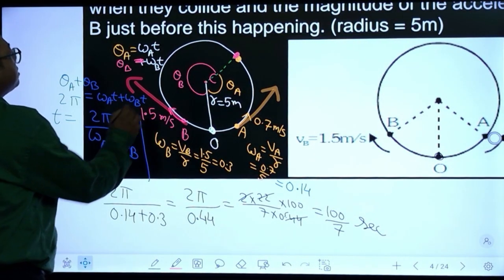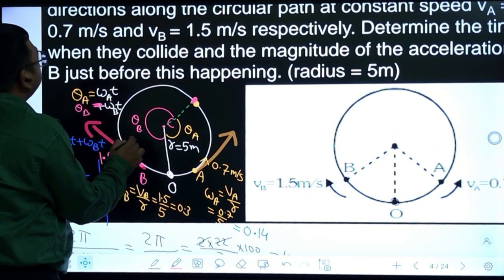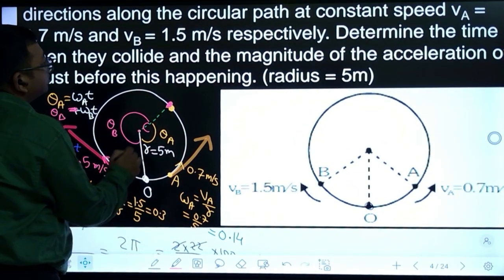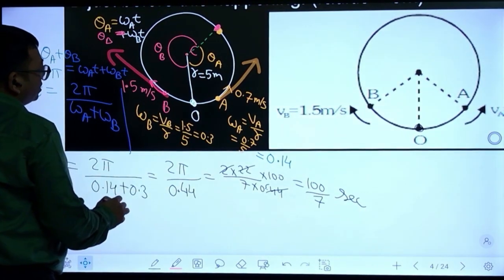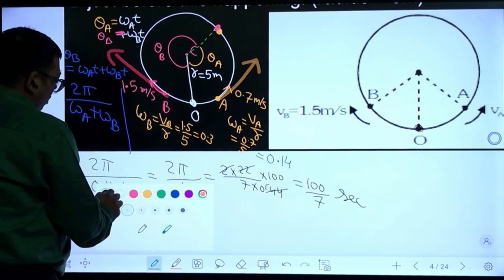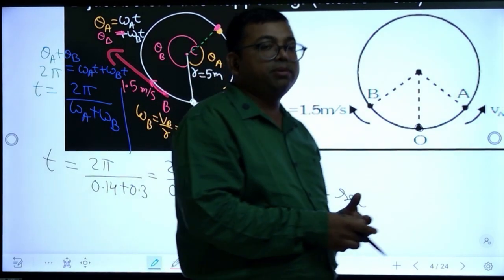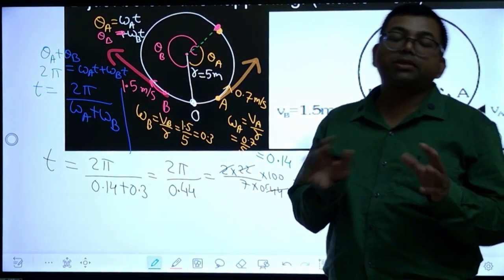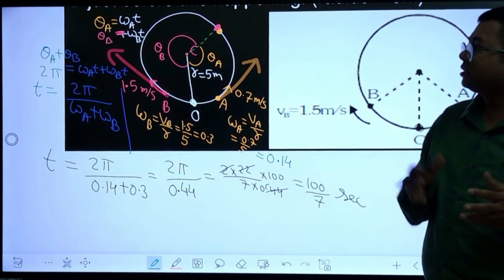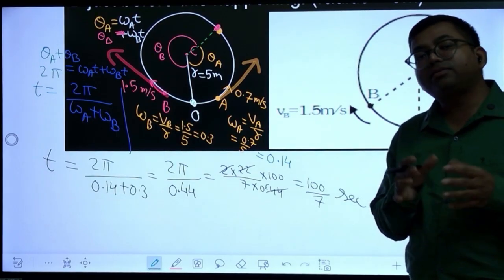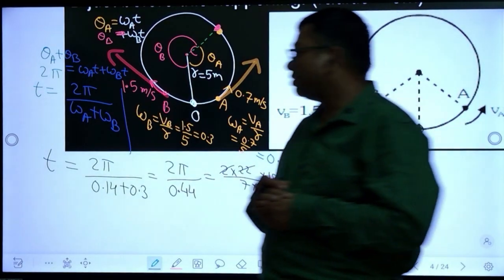What else are they asking? The magnitude of acceleration of B. So what is the acceleration? See, the acceleration is only going to be centripetal acceleration, right? Because there is no tangential acceleration. Speeds are not changing, right? So if the speed is not changing, it is just centripetal. Centripetal acceleration is v square by radius. That we can calculate anyway, right?